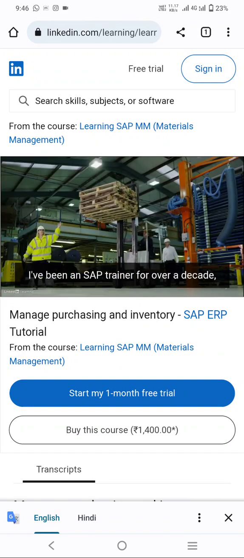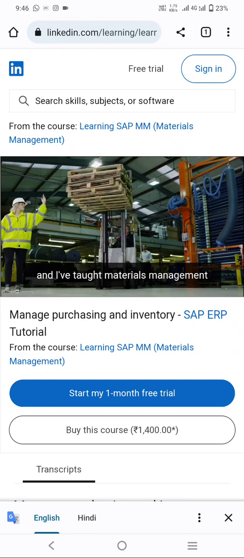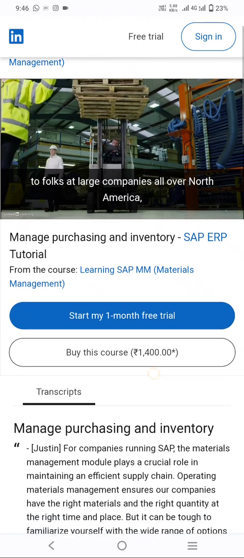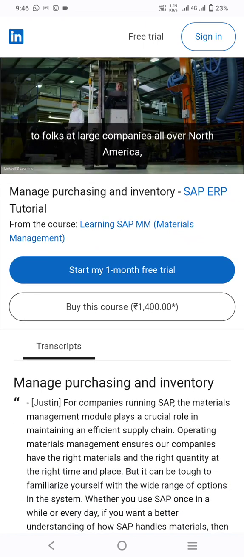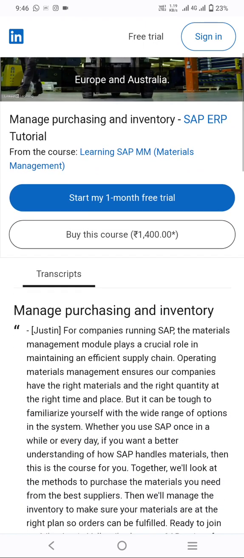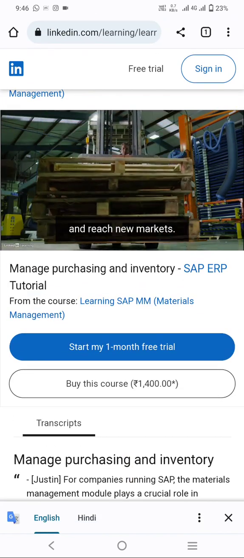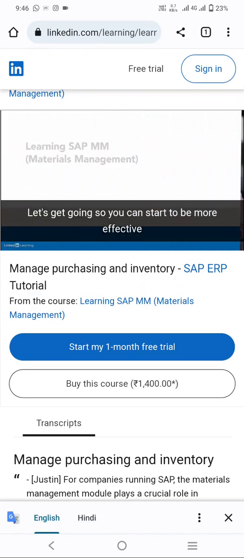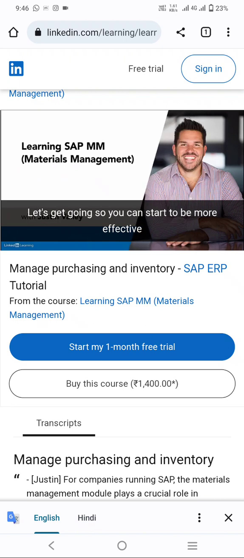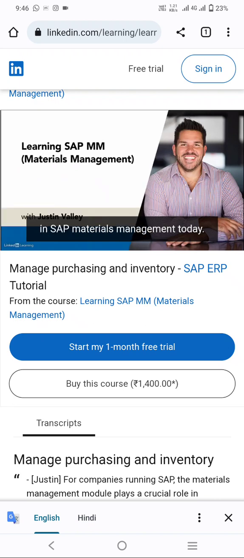I've been an SAP trainer for over a decade, and I've taught materials management to folks at large companies all over North America, Europe, and Australia. And now they use this robust module to scale their business and reach new markets. Let's get going so you can start to be more effective in SAP materials management today.